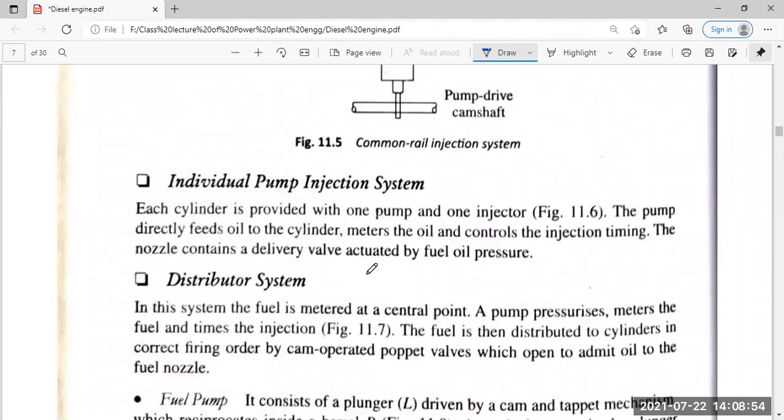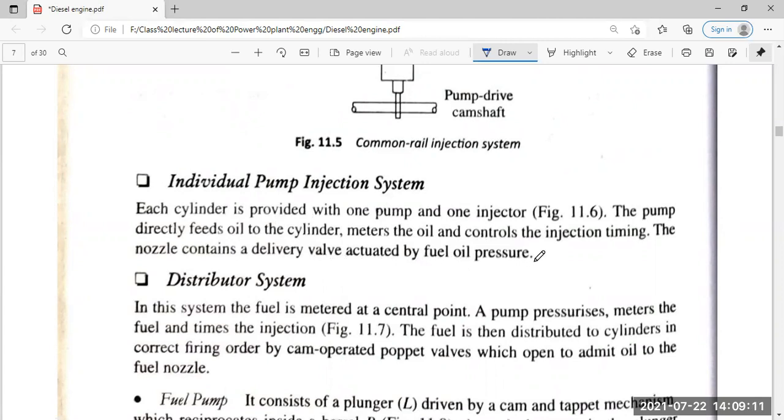Next, individual pump injection system. Each cylinder can be provided with one pump and one injector. The pump directly feeds oil to the cylinder, meters the oil, and controls the injection timing. The nozzle becomes a delivery valve actuated by fuel oil pressure.